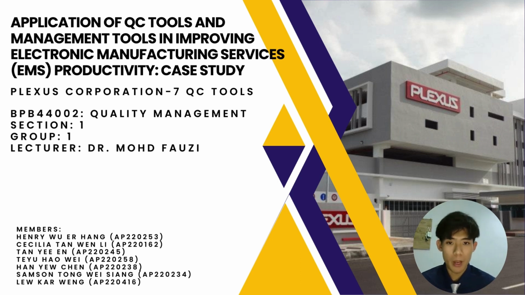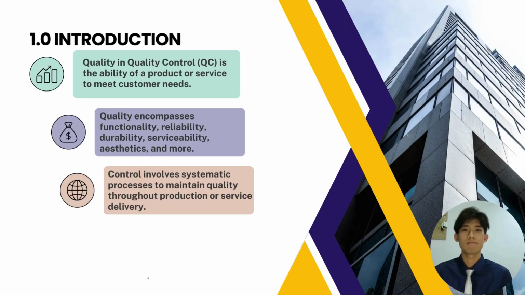Today, we will be discussing the importance of quality control and the 7 QC tools and their application in the real-world case involving Plexus Corporation. Quality in the realm of quality control is about meeting customer needs and expectations. It encompasses attributes like functionality, reliability, durability, serviceability, and aesthetics. It's not just about the end product, but extends throughout the production process.